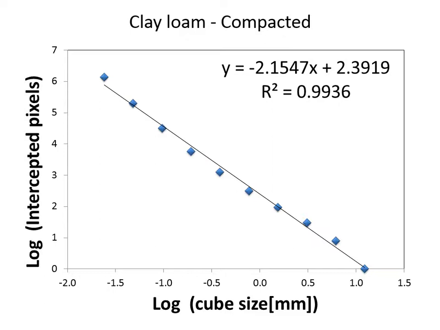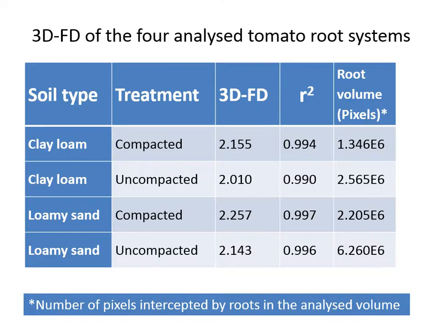And here is an example of the compacted clay loam, which had a 2.15 fractal dimension, 3-dimensional fractal dimension. And again, you see a little deviation from the straight line, but it still obeys the fractal rule. And this is the main result of the slide. The only slide I would like you to look at in all this lecture.